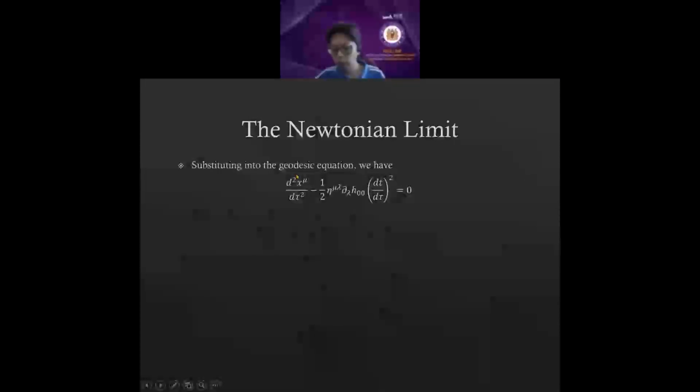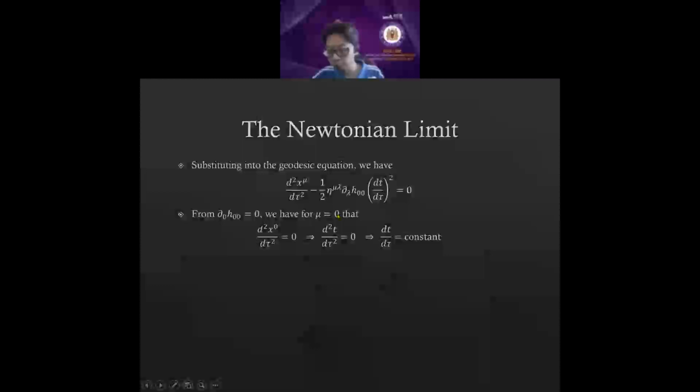So we can substitute that into the geodesic equation to obtain this. And once we have this, then we have to analyze it. So remember that this is actually a set of equations, one for each mu. This is not a single equation. We have a set of equations over here, one for each mu.